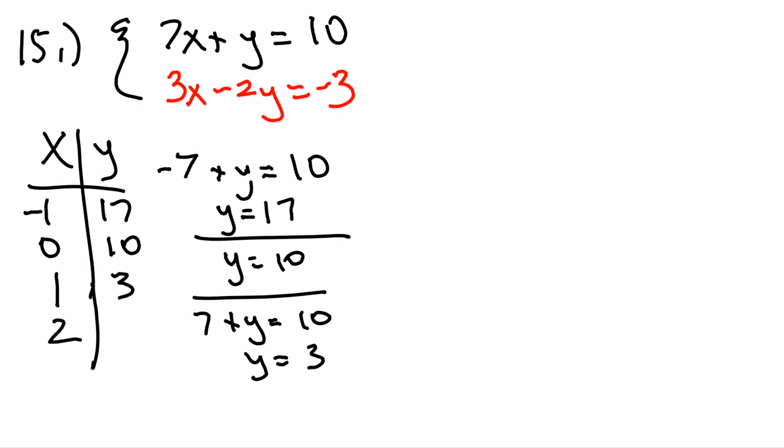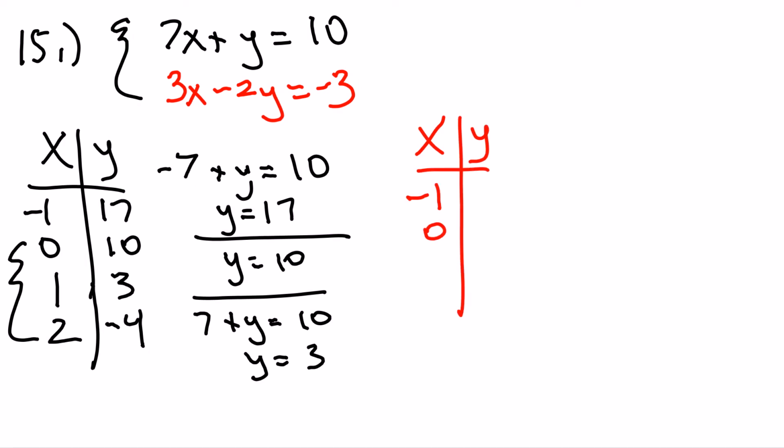Now, I'm just going to do 2 and negative 4, because these are the 3 I will pick when I graph, so I don't have to change my scale. Now I'm going to pick the red line. I make my xy chart. I start with negative 1, 0, and 1.